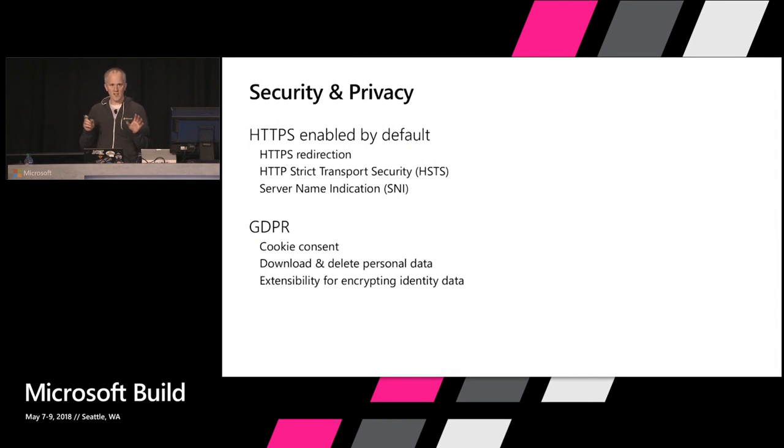Cool. Let's talk a little bit more about security and about privacy. So remember I said that HTTPS is now enabled by ASP.NET Core 2.1 by default. We encourage you to develop under HTTPS so that you can flesh out all those issues that are specific to an HTTPS environment, because you're probably going to be wanting to run in production with HTTPS. We have support for HTTPS redirection, for HSTS, and SNI now in 2.1.